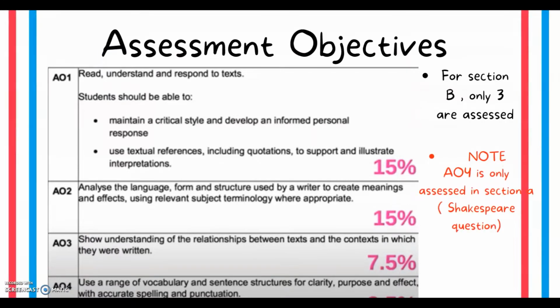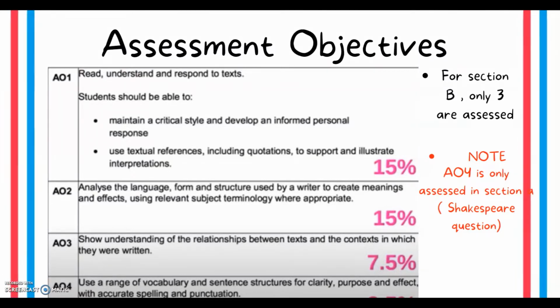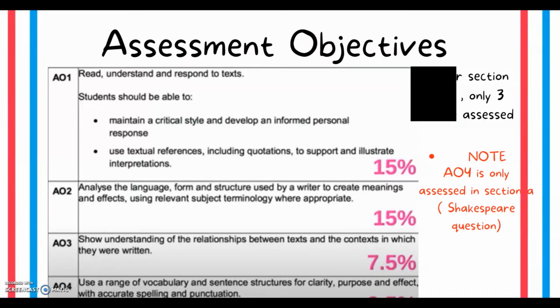There are 4 for literature, and for Section B, which is the section we're on now, you only need AO1, AO2, AO3. AO1 is being able to answer the question, AO2 is being able to provide evidence and explaining it, and AO3 is context. Now you may be wondering what the percentages in pink mean, so let's talk about those.